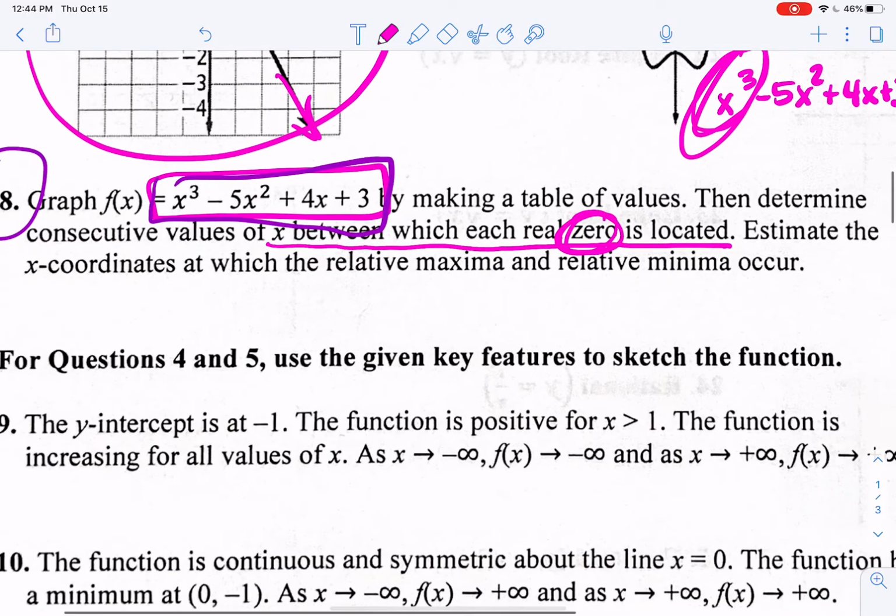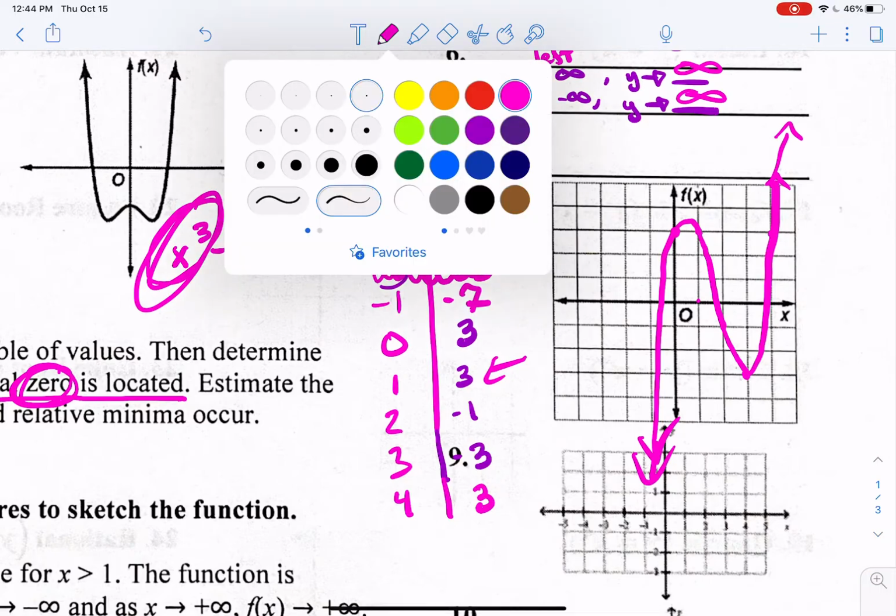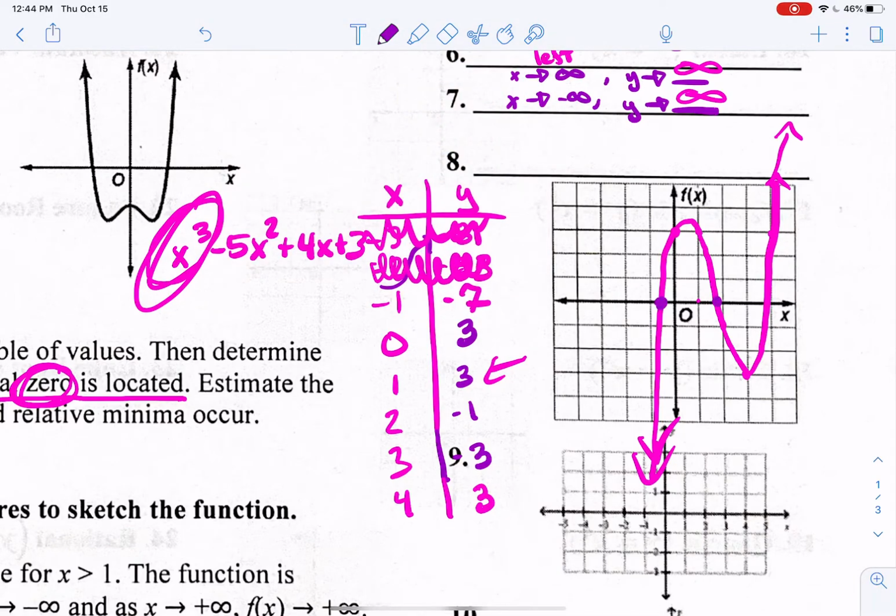is located. If you remember what a zero is, zeros are where it crosses the x-axis. So we're picking on these here, that one, that one, that one, okay? So I'm going to write down zeros, and I'm going to say between, and let's do each one of those. So this zero right here on the left side is between the points -1 and 0. So I'm going to say -1 and 0.